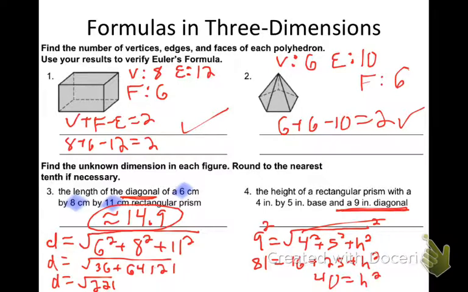How do I solve for h now? I'd have to take the square root. What's the square root of 40? It's about 6.3. So that height has an approximation of about 6.3. Okay, nice job.